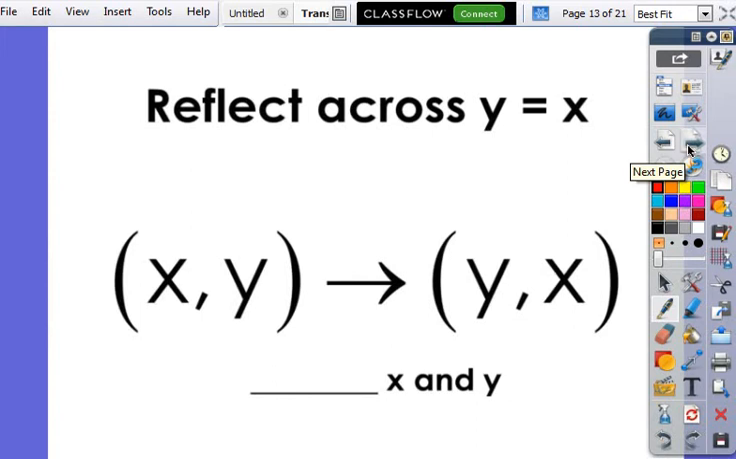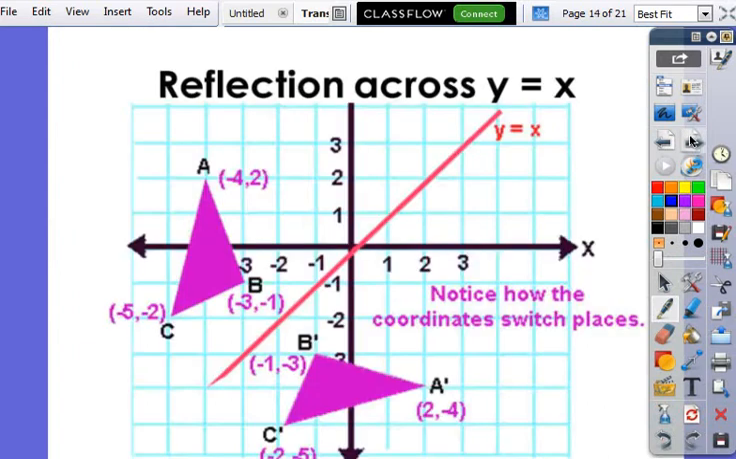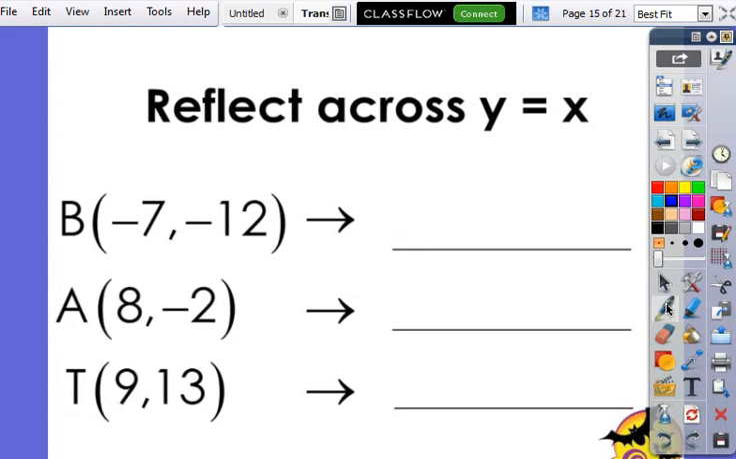Reflect across y equals x. Now remember, y equals x looks like this, right there. So when I reflect it across that, what am I doing? I'm not changing signs. I swap the order. The x and y switch places. So what would happen on this B number right here? B prime would be -12, -7.